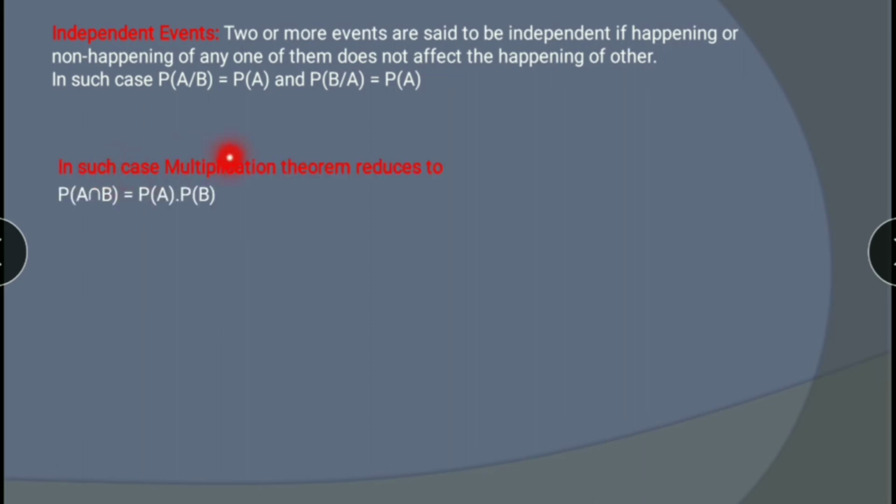In case of the multiplication theorem, for independent events, it reduces to this formula: probability of A intersection B is equal to probability of A into probability of B. There is no conditional probability here.